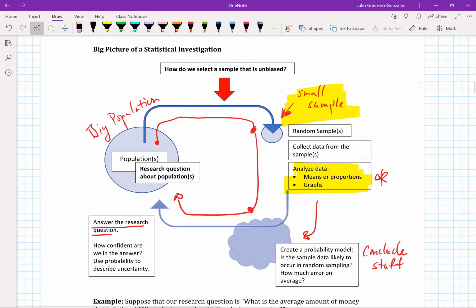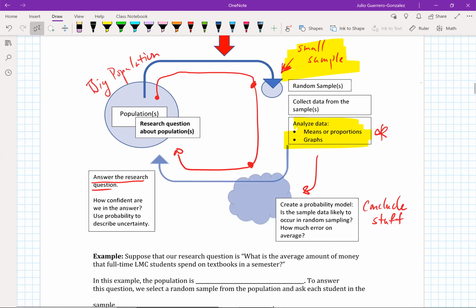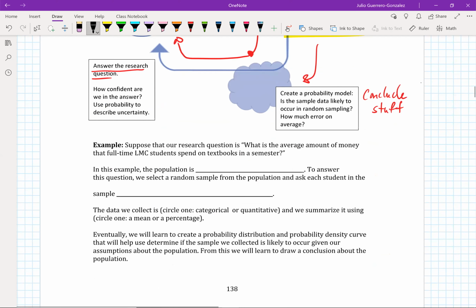So, as an example, suppose our research question is, what is the average amount of money that a full-time LMC student spends on textbooks? What's the big population here that we're interested in? LMC students. Full-time students. Full-time LMC students. Does that make sense?